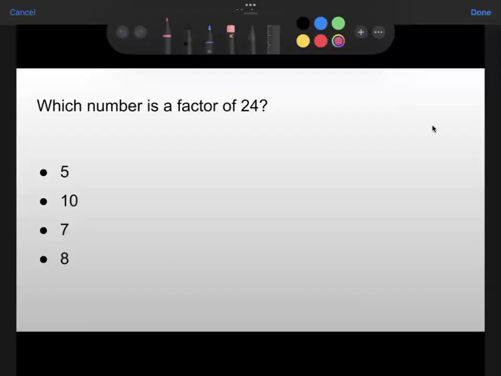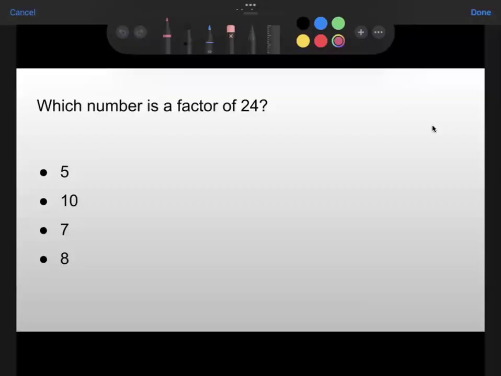Okay, here is our next one. Which number is a factor of 24? Okay, so let's go ahead and give this a try. Now, since we have a list of multiple choices, we could either make all the factor pairs for 24 and compare and see like we have been, or we can just check each of the options that we have to see.